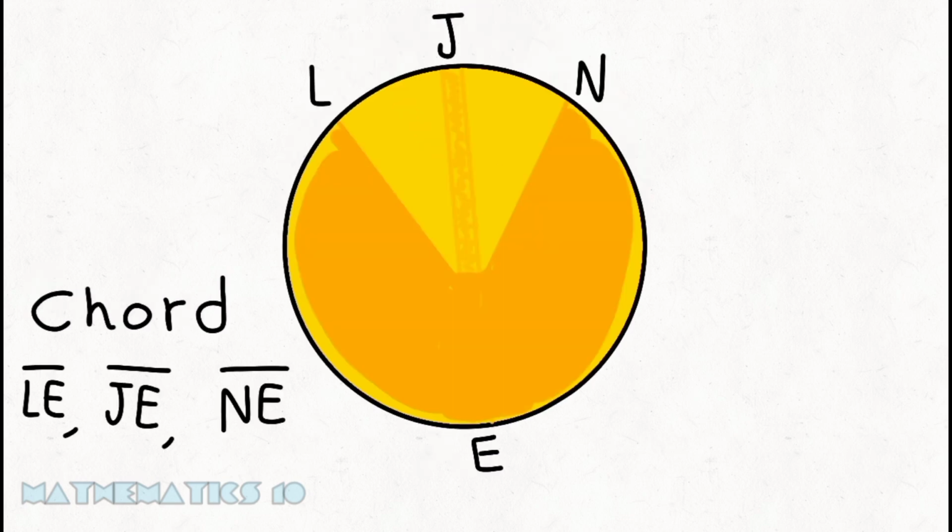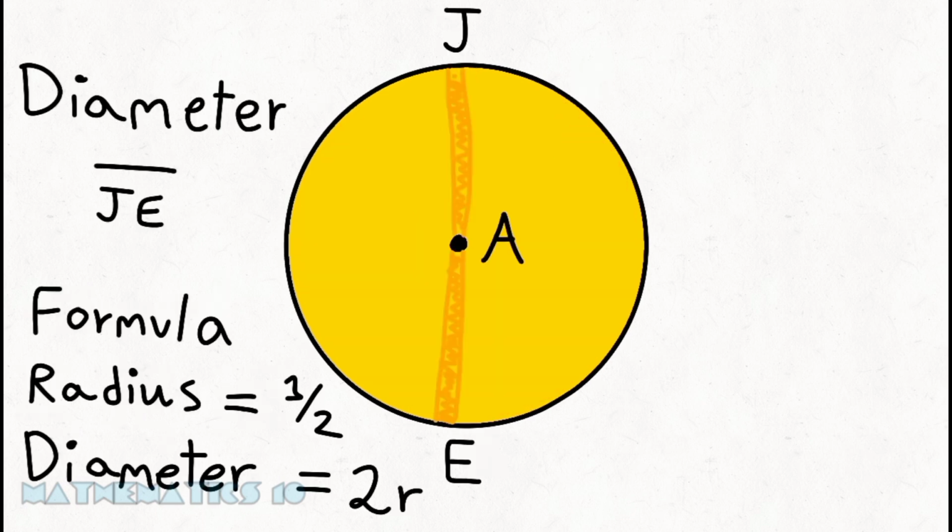Chord is a line segment that has its endpoints on the circle. Diameter is a chord that passes through the center of the circle. It's the longest chord of a circle and its length is twice as long as its radius.